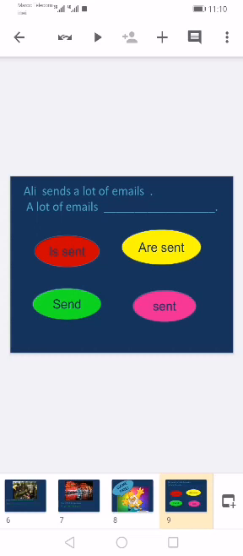So in the sentence we have Ali sends a lot of emails. Ali sends a lot of emails. So which tense is it? It's the simple present, of course. Sends. I send, you send, Ali sends a lot of emails.